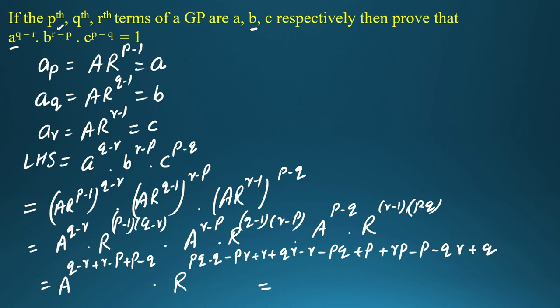And what you can see here, all powers of a cancelled out. So a to the power 0, and r to the power also cancelled. Just for a check, you can see here p plus pq minus pq, okay. All powers will be cancelled, so it will be equal to 1.